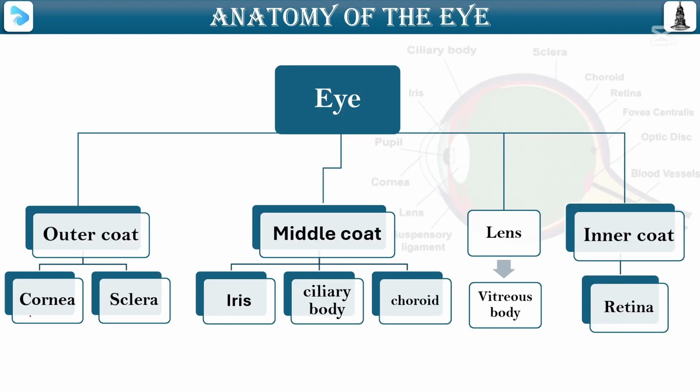And by this, we finished the cornea and the sclera. By finishing the cornea and sclera, we have finished the outer coat, which is the first coat of the eye, which provides the protection of the eye, the fibrous layer.